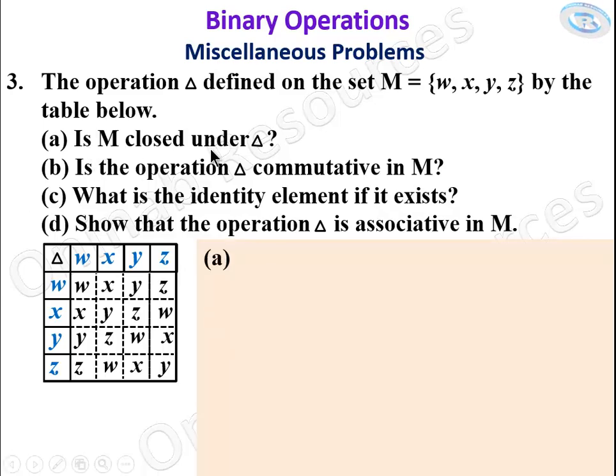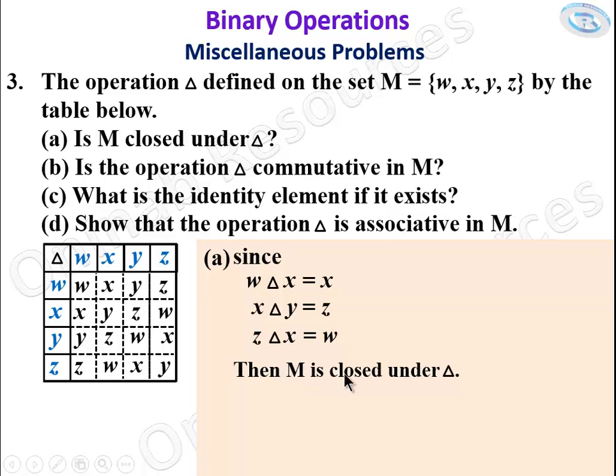The question is, is M closed under the operation delta? Yes, since W operation X gives X, then also X operation Y gives Z, and finally Z operation X gives W. We conclude that M is closed under the binary operation delta. So we go to B.